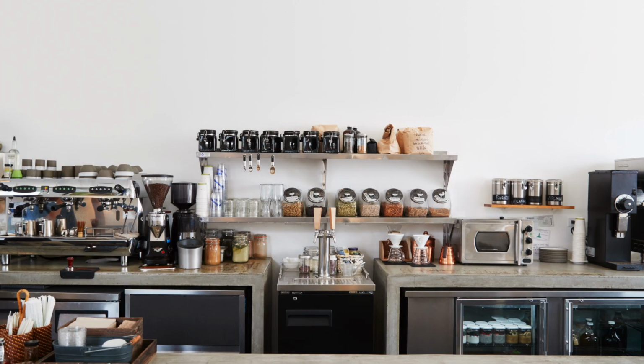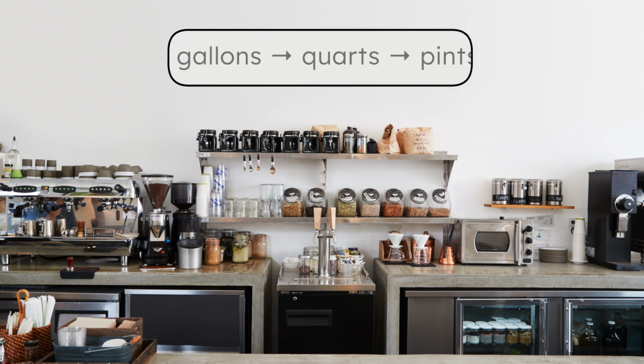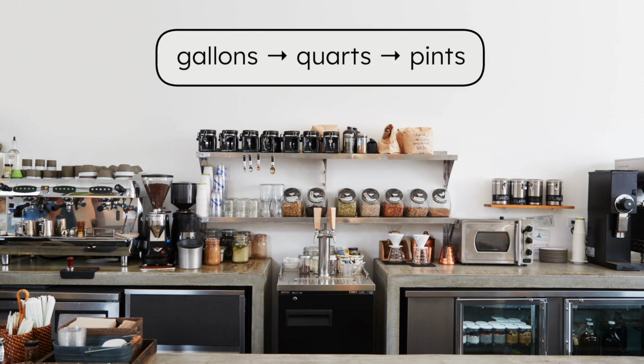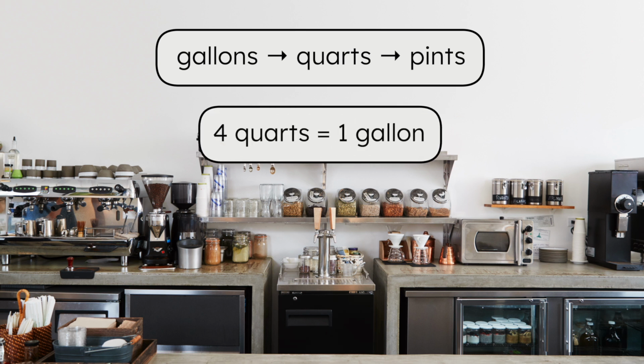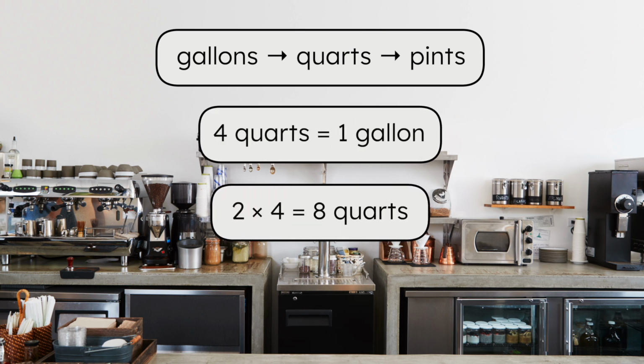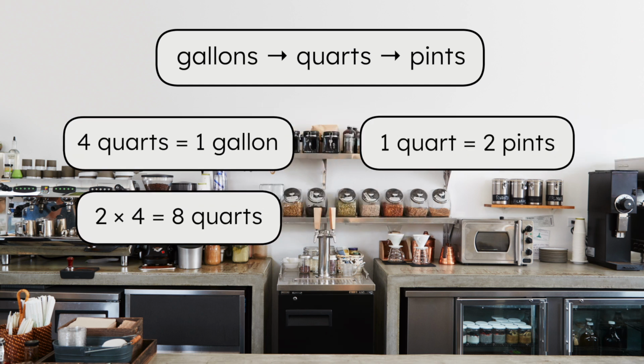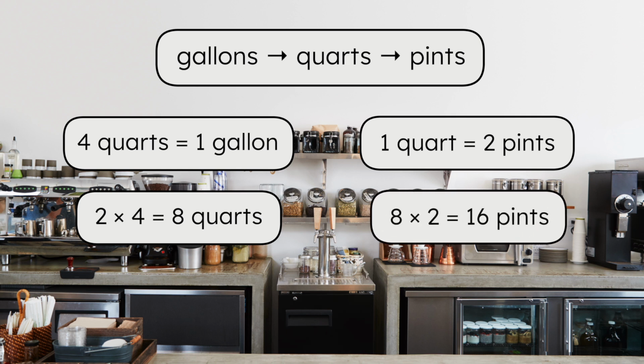We can approach this problem in 2 ways. First, we could do a double conversion by first converting gallons to quarts, then quarts to pints. There are 4 quarts in 1 gallon, so we multiply. 2 gallons times 4 quarts equals 8 quarts. Next, convert quarts to pints. Since 1 quart equals 2 pints, we multiply. 8 quarts times 2 equals 16 pints.